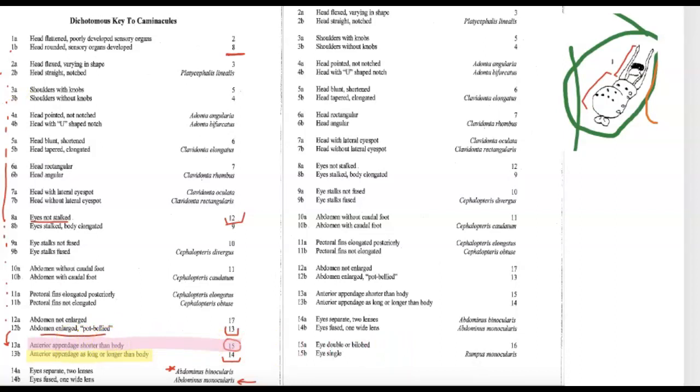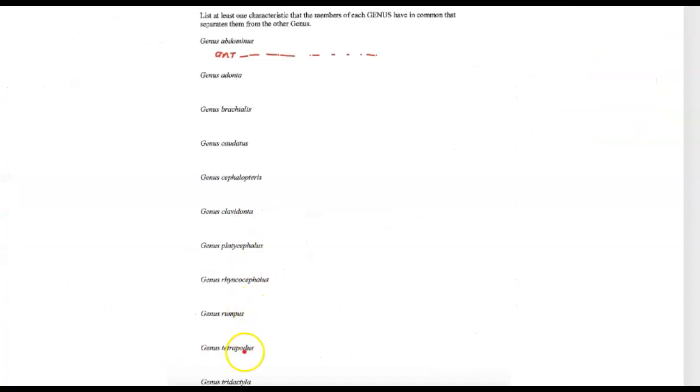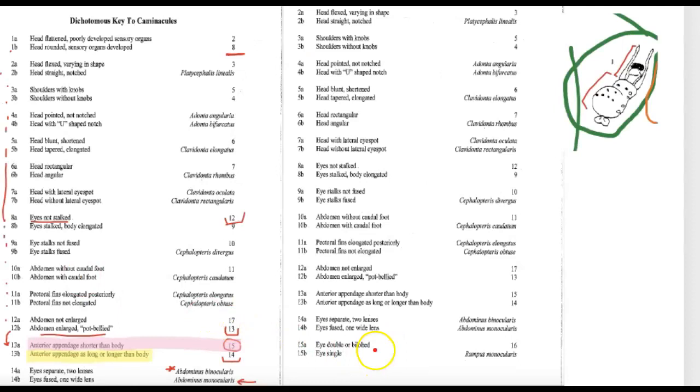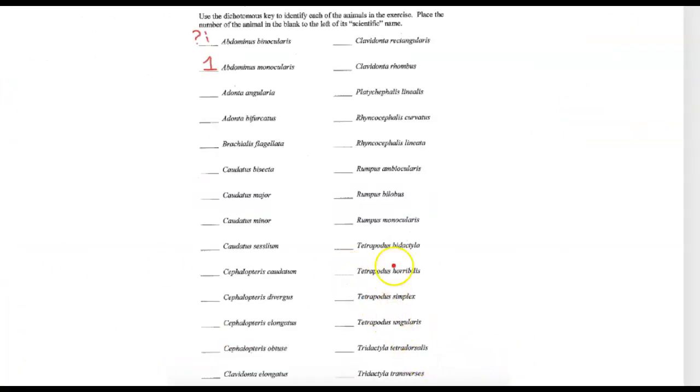So now you come to this page, genus rumpus, anterior appendage, sorry I can't write it out, shorter than the body is your genus feature. You're going to go back here. One of those caminacules will be rumpus monocularis. The other caminacules go to step 16. That's on the next page of the dichotomous key. I didn't put all of them up here. They're in the packet that you printed off. You work through step 16, you identify the other members of genus rumpus, and you indicate their numbers here.